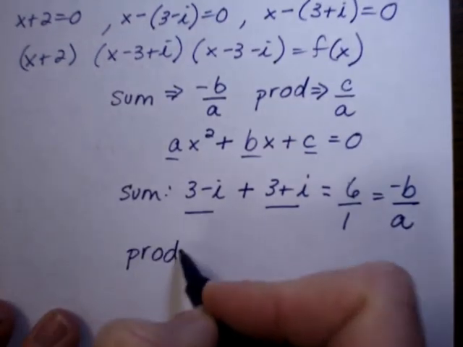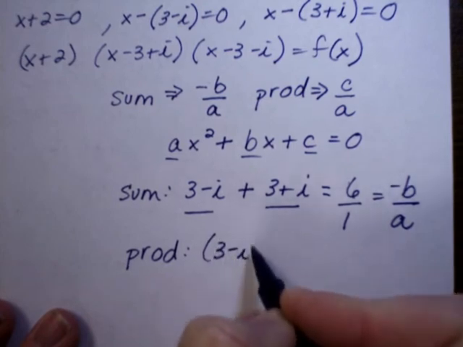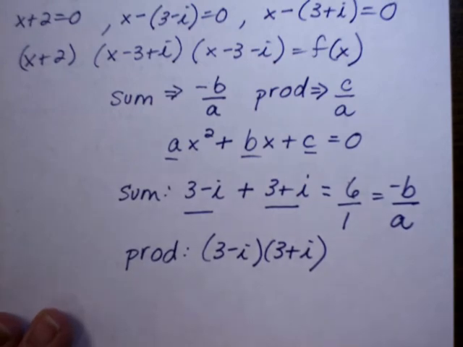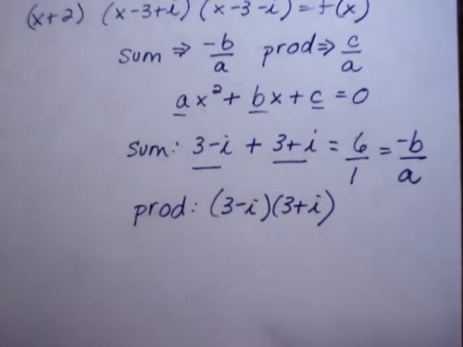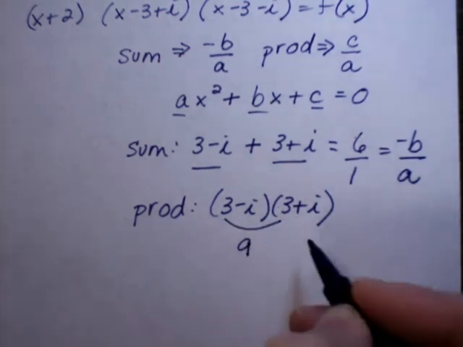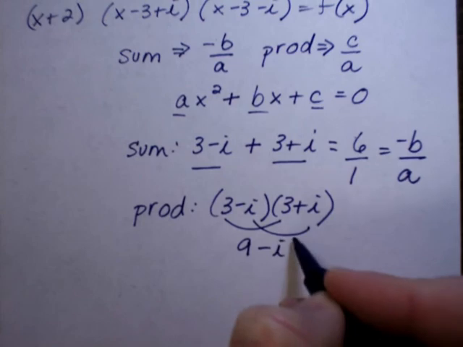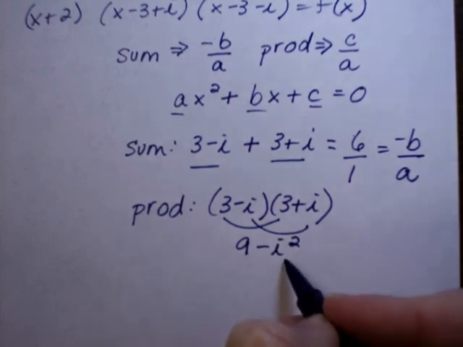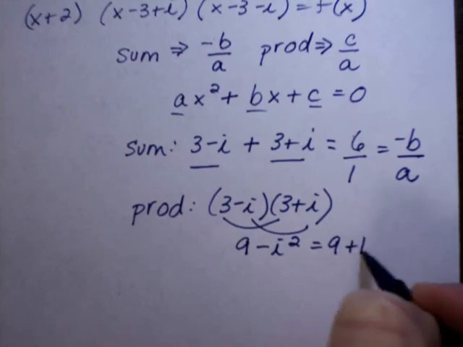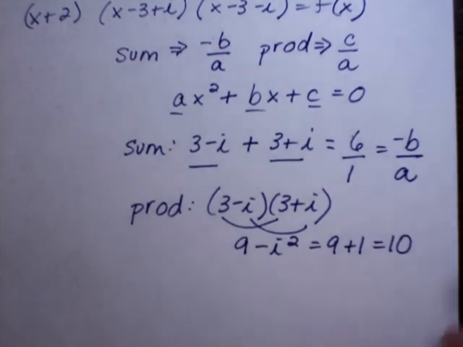To find c, we want to multiply the two together. These are conjugates. The beauty of conjugates, again, is that we can kind of cheat that FOIL process. I know the outside and the inside terms are going to cancel out. So all I really need to multiply are the first two terms and the last two terms. i squared is really a negative 1, so this becomes 9 plus 1, which equals 10. And that is in the ratio of c over a.